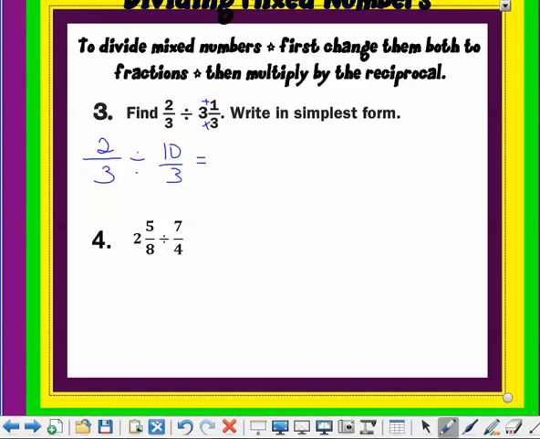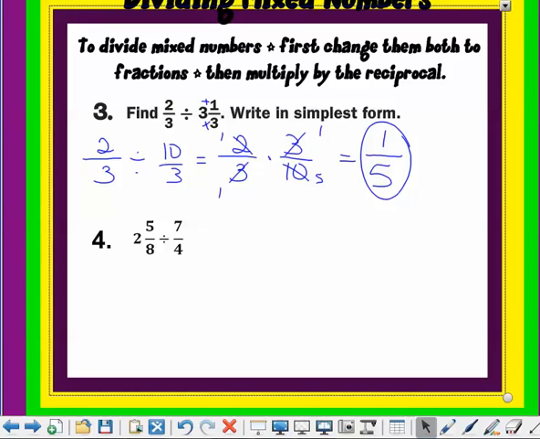Now we're going to take the multiplicative inverse, or the reciprocal, and multiply. Makes our life a little easier. And we have some common factors to work with. We have a common factor of 2 between 2 and 10. 2 divided by 2 is 1. 10 divided by 2 is 5. And a common factor of 3 between 3 and 3. 3 divided by 3 is 1 in both cases. And now I can multiply. 1 times 1 gives me 1, and 1 times 5 gives me 5. And that is in simplest form because we found those common factors before we multiplied.